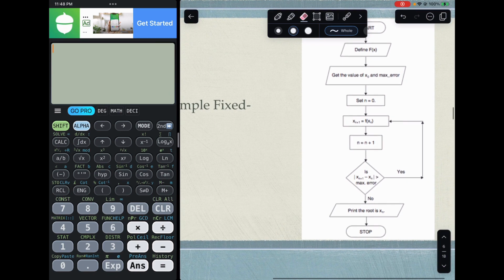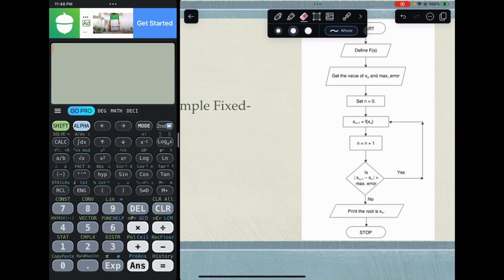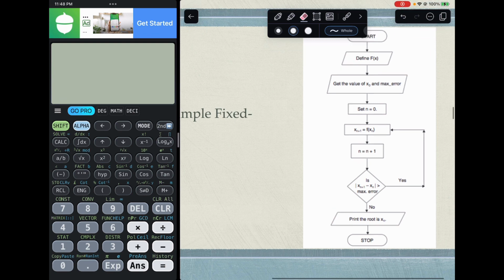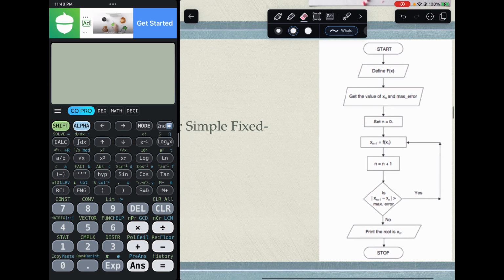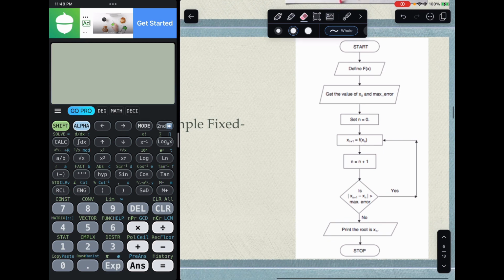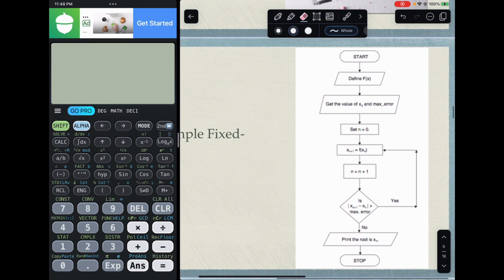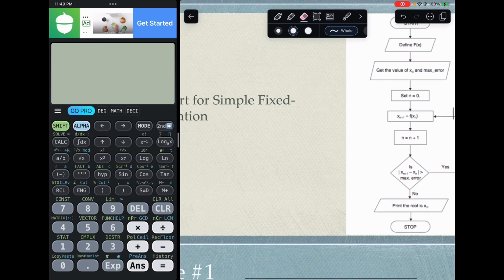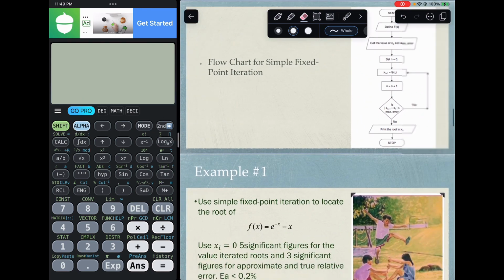For the Newton-Raphson, it's still the same. The only difference is the formula, so we're going to put an entry 2. We have to recall how to create the simple fixed point flowchart, since it might be useful later on. So let's have our first example.